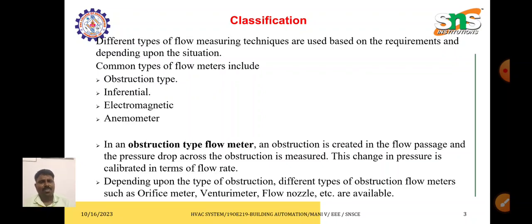In an obstruction type flow meter, the pressure drop across the obstruction in the flow passage of the liquid or gas is measured. The pressure drop is converted into an electrical signal, so that we can measure it directly. Examples are the orifice meter, venturi meter or flow nozzle. Some of these flow meters can be used to measure and calibrate the flow rate.